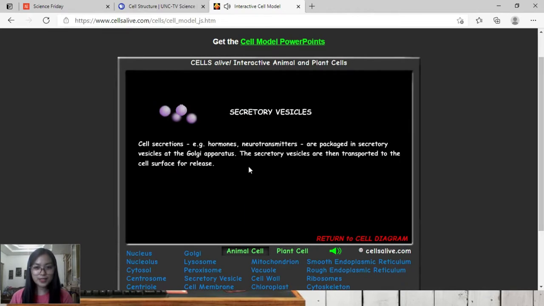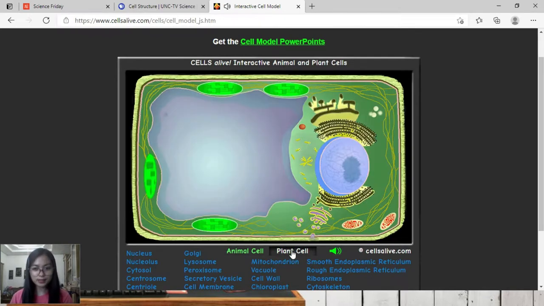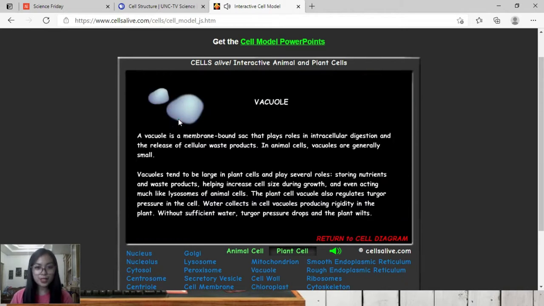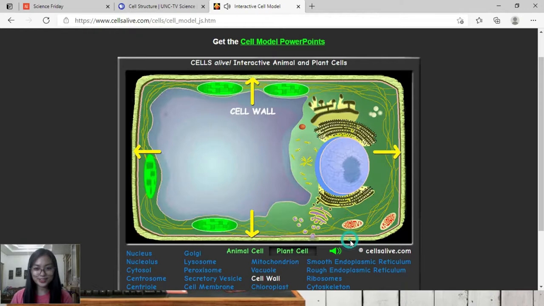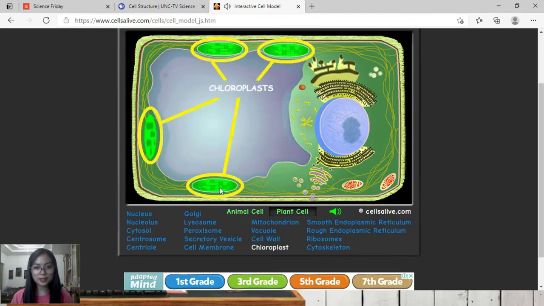Okay, we have vesicles. Now, if we have plant cell, so here is the picture of plant cell. You have the nucleus, and the nucleolus, and of course the vacuole. So very, very nice website, right, about cell.